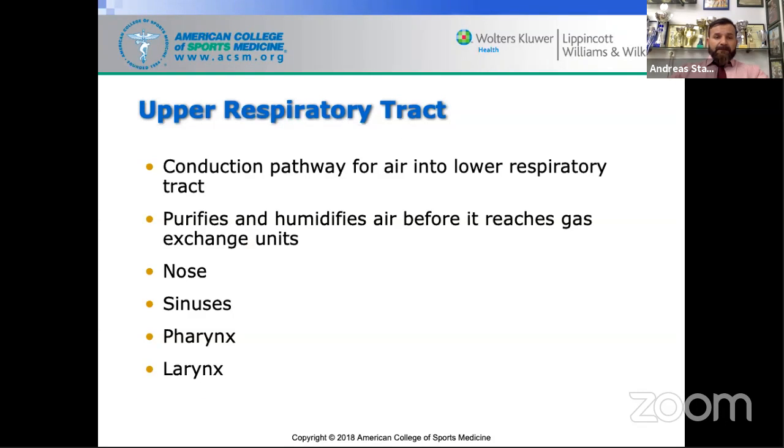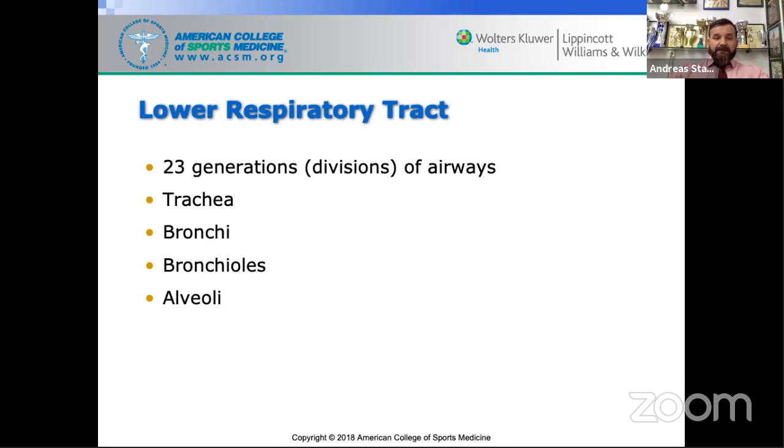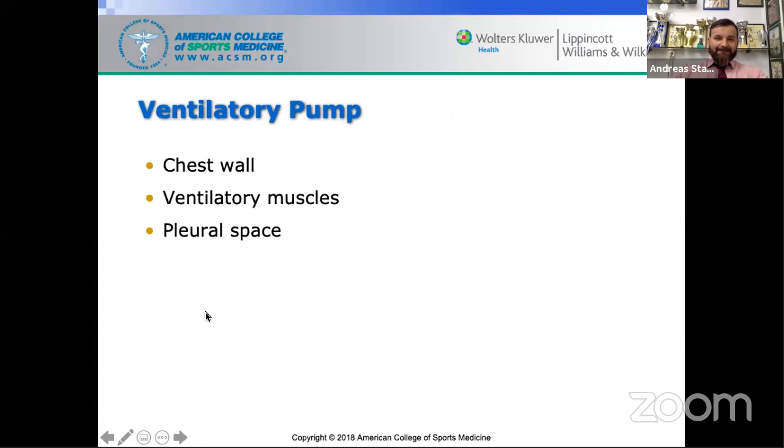Now, the upper respiratory tract takes the air and moves it into the lower respiratory tract, and purifies and humidifies the air. A lot of divisions, generations, as I said, and that's why we have a lot of alveoli. We have the trachea and then bronchi, bronchioles, and then alveoli, all the way down. Again, that's where all the magic happens.